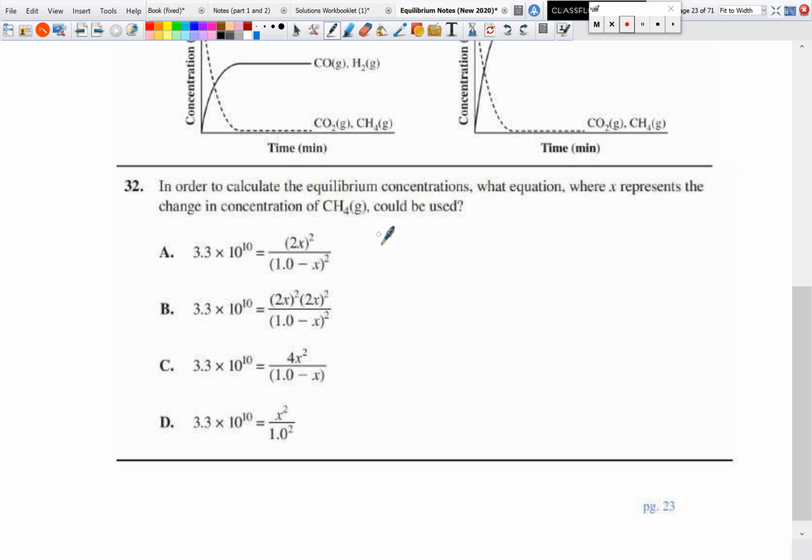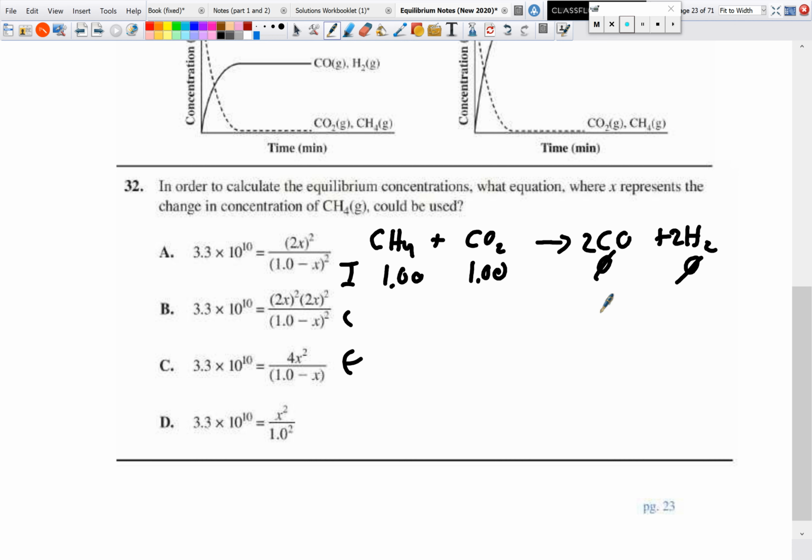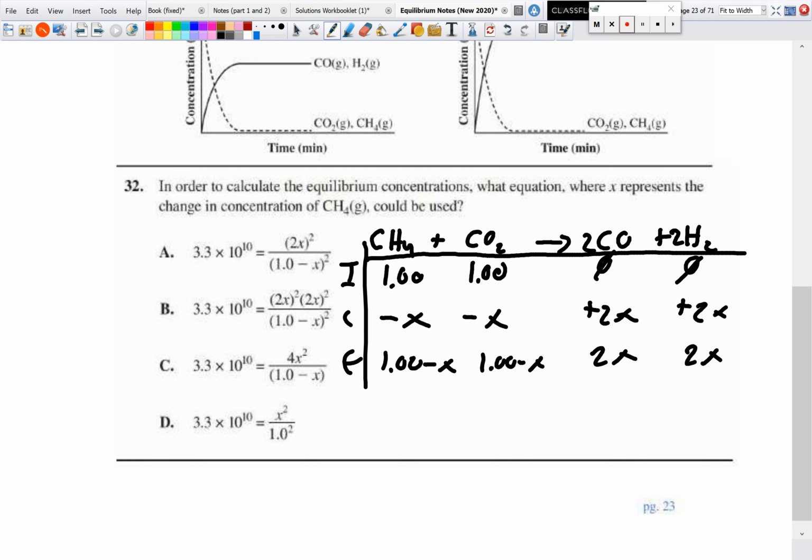Alright, so our ICE table, our reaction was CH4 plus CO2 producing CO plus H2, with coefficients 2 and 2. So remember from the question above, we initially place 1 mole per liter. There's 0 for these here. These here are minus x, plus 2x, plus 2x. So our ICE table looks something similar to this.